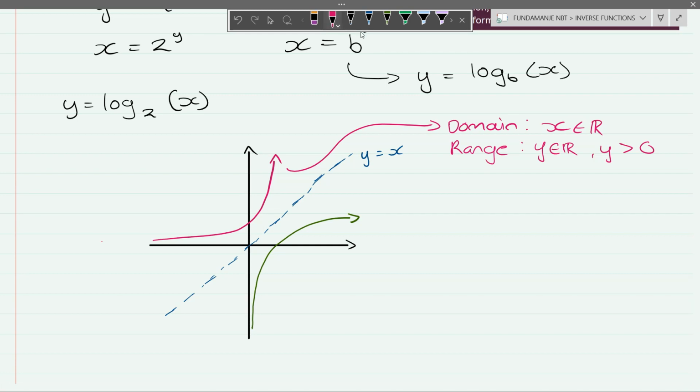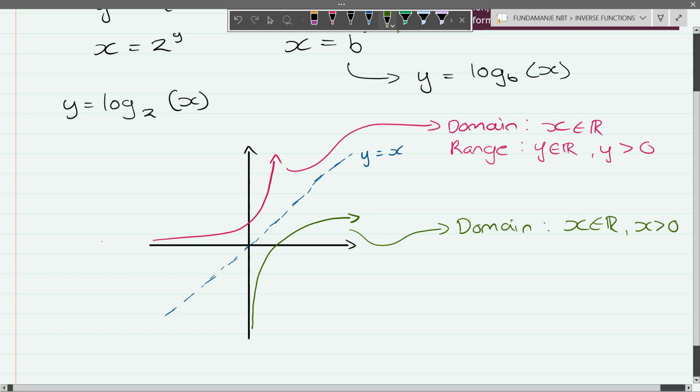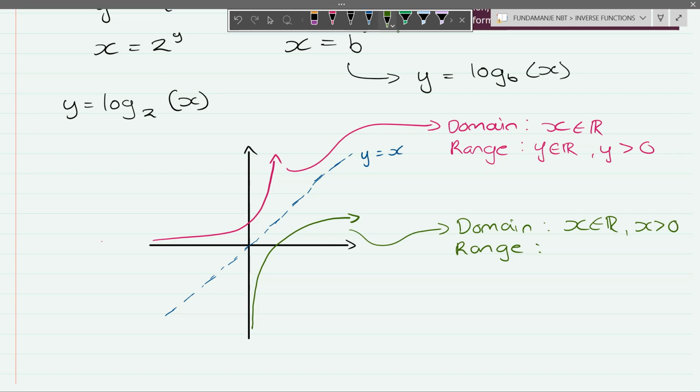So the inverse of this function now would have the following properties. The domain would be all the possible x values. Over here we can see that our function is not defined in the negative region, therefore its domain is x is an element of all real numbers, but x has to be greater than 0. Then its range, as you can imagine, will just be what the domain is over here. So we can say y is an element of all real numbers, and there is no restriction because y can literally be any value on our function.